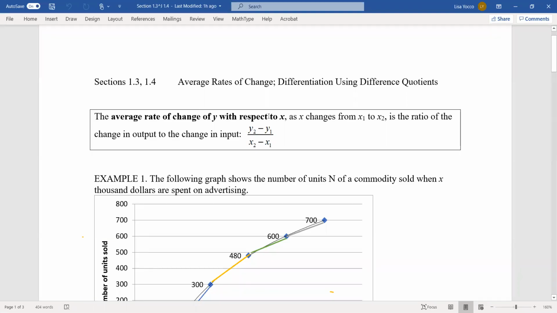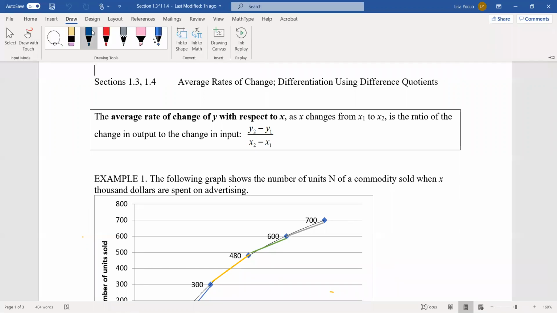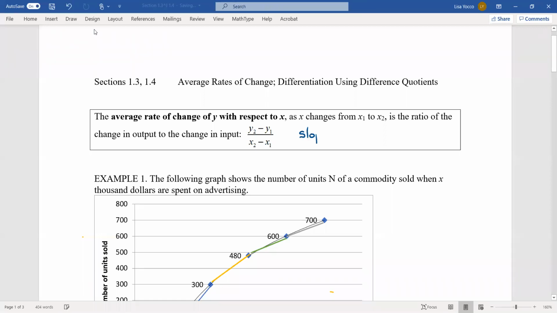So the rate of change is the ratio of the change in the output to the change in the input. And that formula right there should look familiar. It's actually the slope formula, that I believe we talked about the first week from algebra. That's just the slope formula. So the average rate of change from one x value to another is just simply the slope of the line between those 2 points.